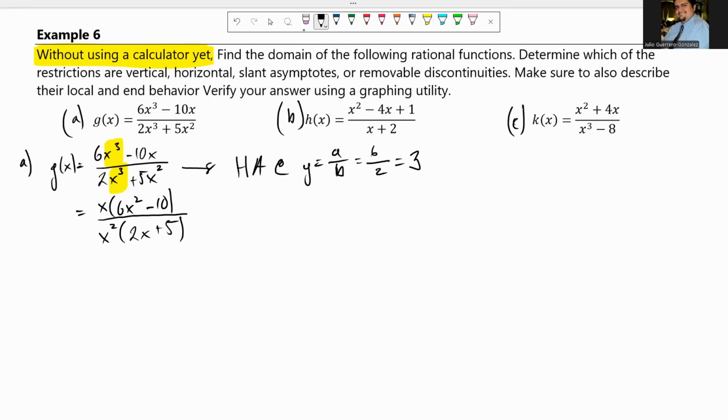Okay, from the bottom, right, we can see that x can't be equal to 0 because that makes us divide by 0, right? And then x cannot equal negative 5 over 2. If we plug this in to here, right, that screws stuff up. We're going to be dividing by 0. We can't do that, right? So these two should be our vertical asymptotes.